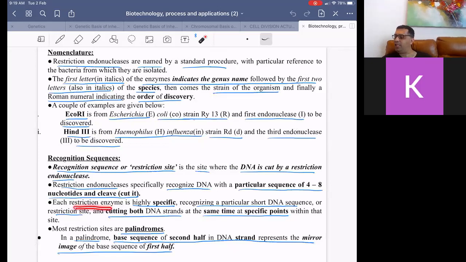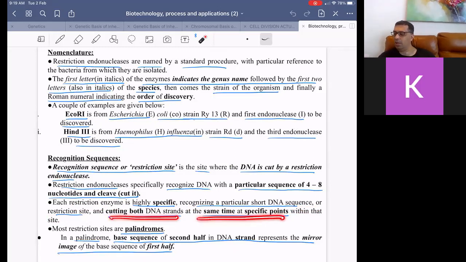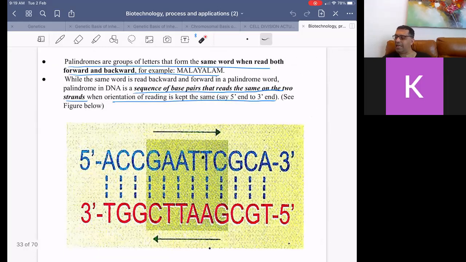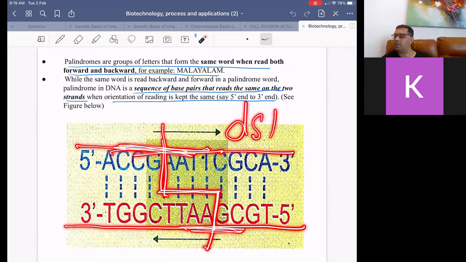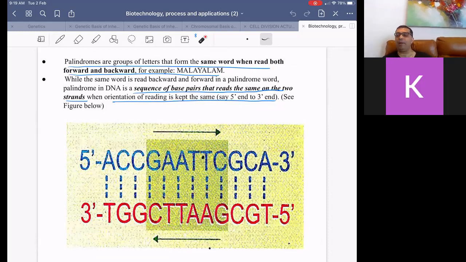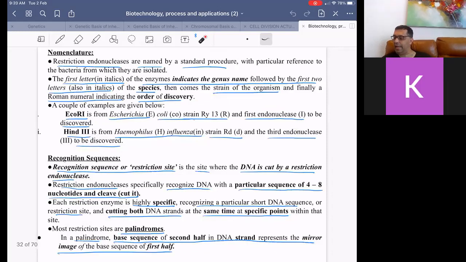Each restriction site is highly specific, recognizing a particular short sequence, and cuts both DNA strands at the same time at a specific point. So, dono DNA strands ko cut kiya jata hai at specific point. Ye DNA hai, aur yahan par bhi cut kiya jata hai, yahan par bhi cut kiya jata hai. Both DNA strands are cut. So, double-stranded DNAs are cut by restriction enzyme.